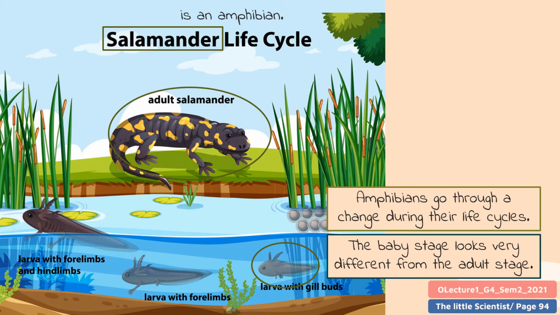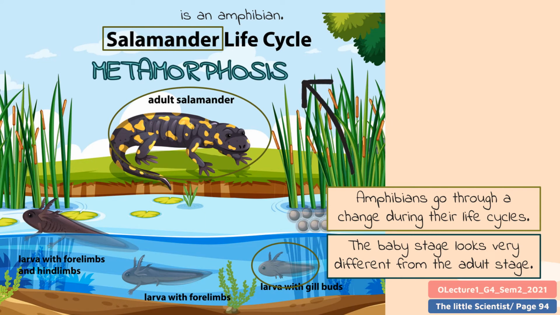Amphibians, like salamanders, go through a change during their life cycles. They change a lot, since baby amphibians use fins to swim underwater and gills to breathe underwater, while adult ones have legs to move and lungs and skin to breathe. This change is called metamorphosis. Okay? So, amphibians go through a change during their life called metamorphosis.